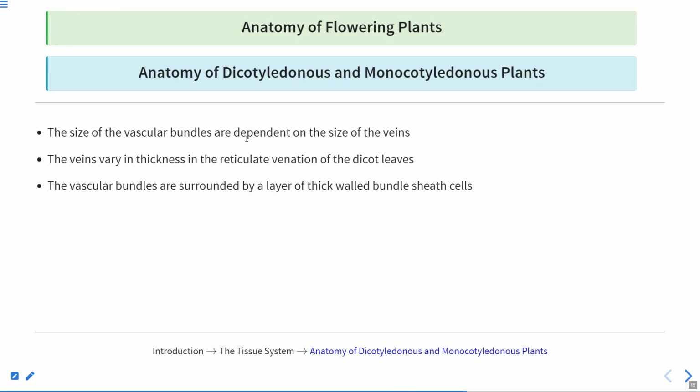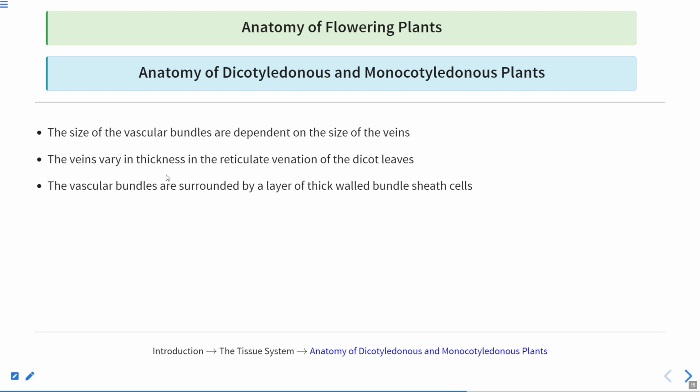The size of the vascular bundles depends upon the size of the veins. If the veins are of the secondary or tertiary order, they will have small vascular bundles. But if it is of the primary order or the main midrib, then it will have the larger vascular bundle.